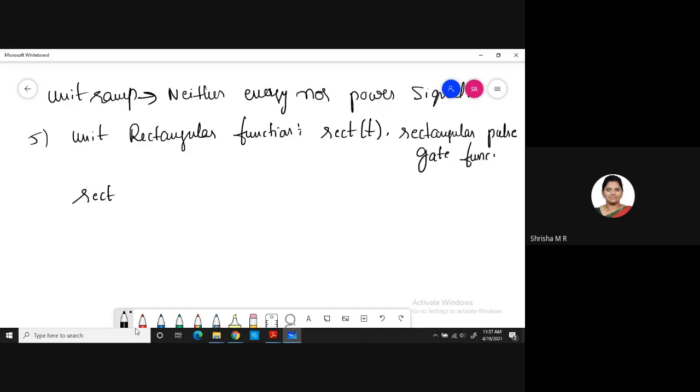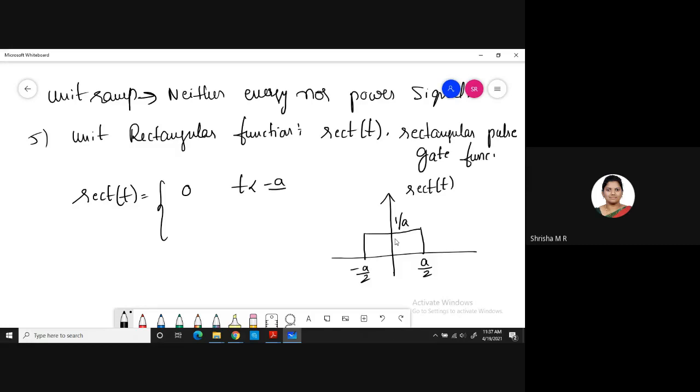It's called a rectangular pulse or gate function, right? So it's graphically represented like this. Rect of t exists from minus a by 2 to plus a by 2, with amplitude 1 by a. Or you can take minus t by 2 to plus t by 2 and amplitude as 1 by t. This is just a representation. So rect of t is equal to 0 for t less than minus a by 2, it is 1 by a between minus a by 2 and plus a by 2, and it is 0 for t greater than a by 2, where a is a real number.